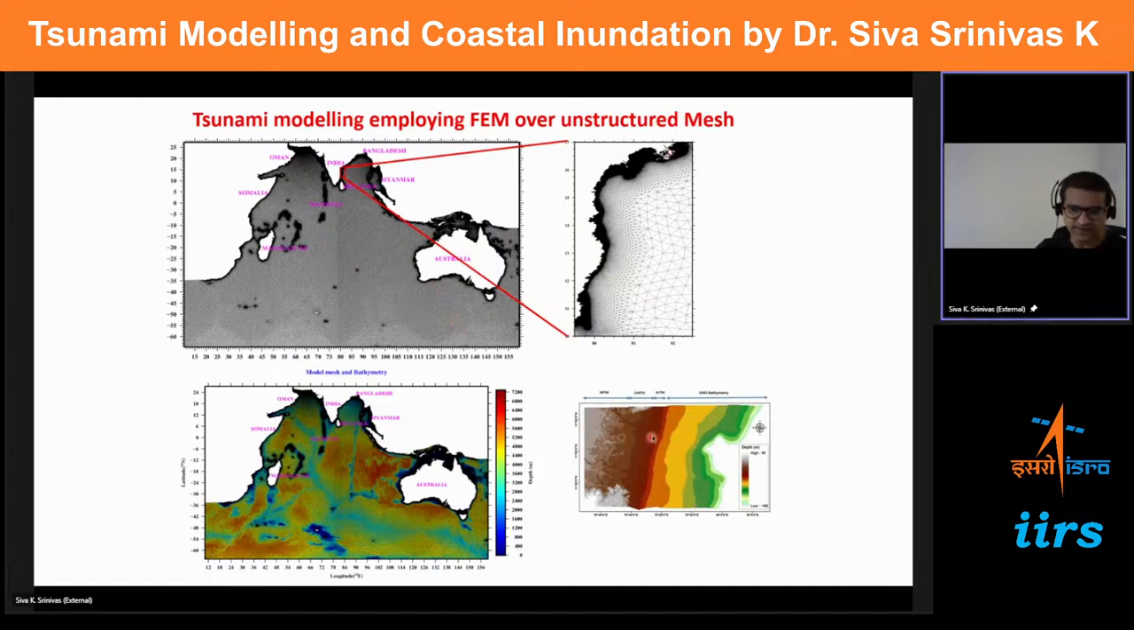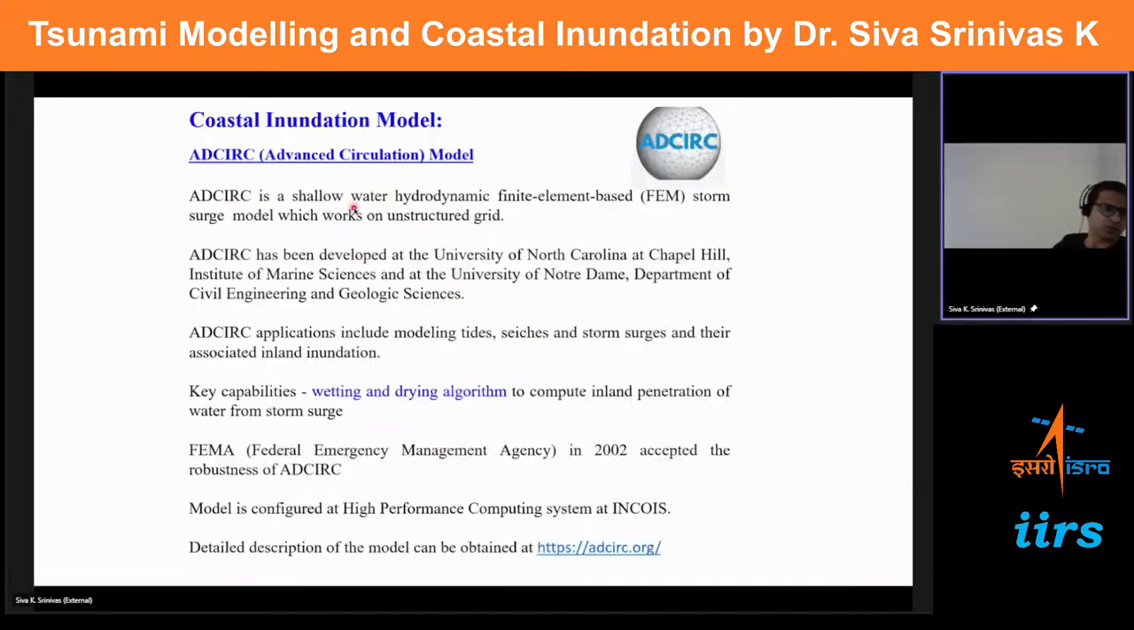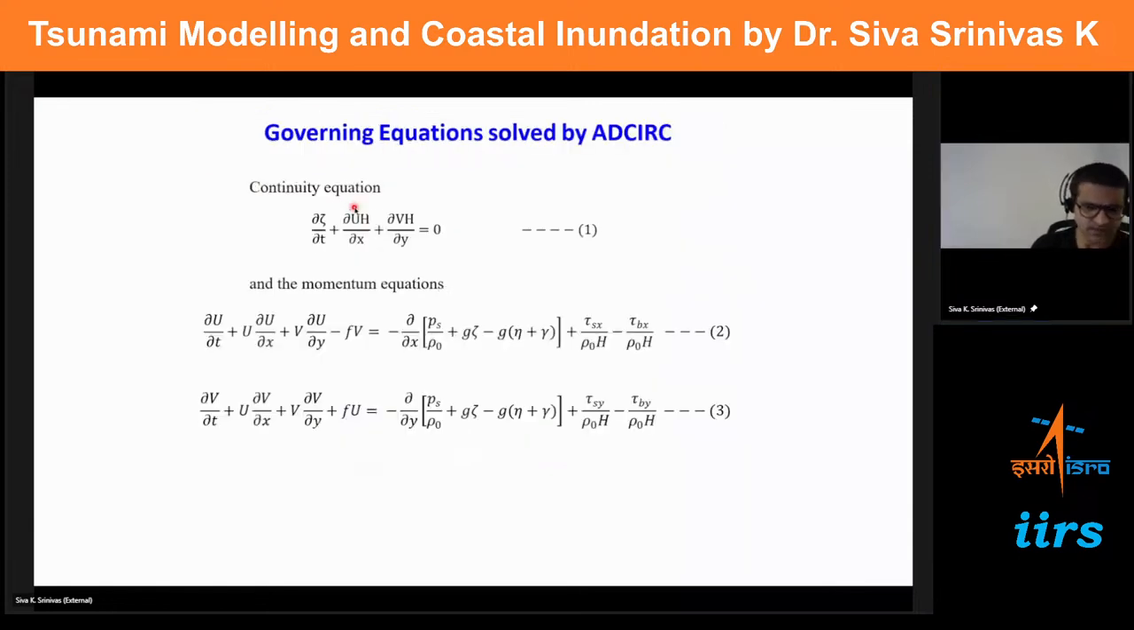We can mix up your bathymetry, ALTM, Cartosat in the required regions. We can combine the data and come out with a mesh. So there is a numerical code called the Advanced Circulation model, which solves shallow water equations using the finite element method on the unstructured mesh.